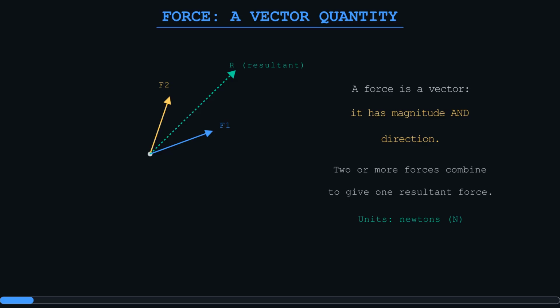A force is a vector quantity, meaning it has both magnitude, how big it is, and direction, which way it acts. When more than one force acts on an object, they combine into a single resultant force, shown here as the dashed green arrow. Forces are measured in newtons.